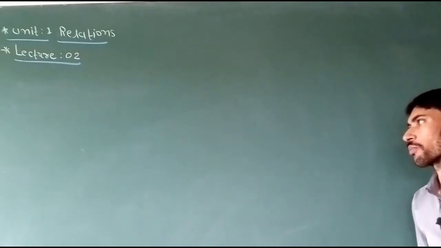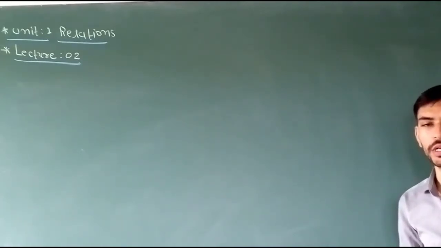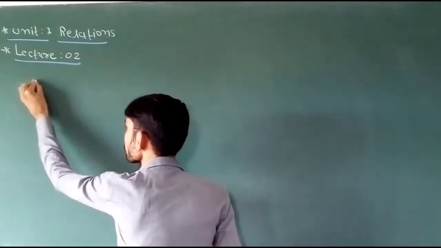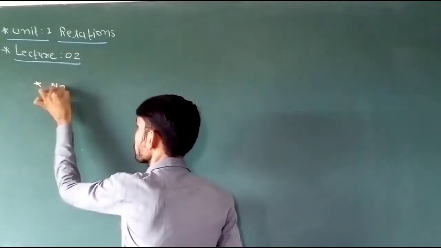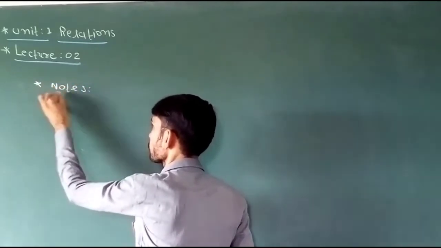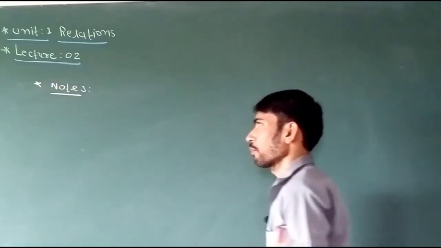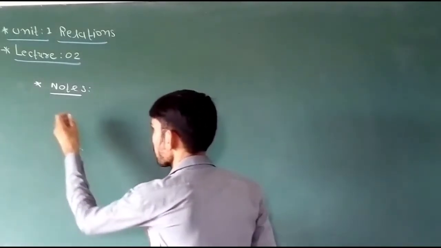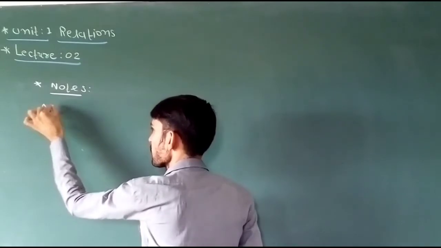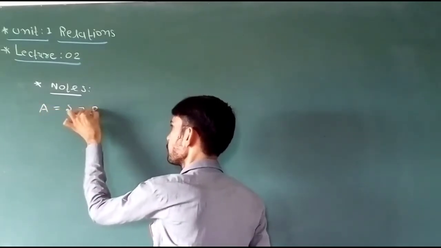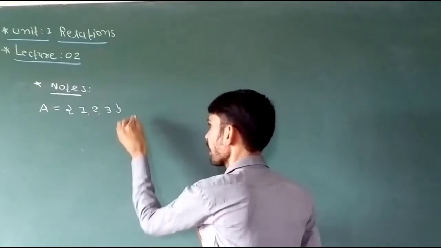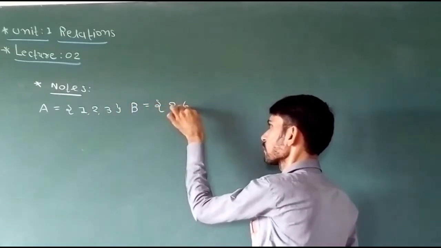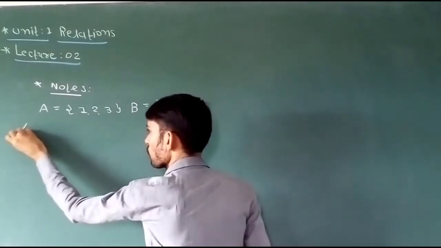Now in this lecture, first of all, we discuss some notes related to relations. So write down the notes. Before we write our first note, we define one Cartesian product and one relation. Here we consider set A equal to {1, 2, 3}, and we take set B equal to {2, 4}. So how do we define the Cartesian product?